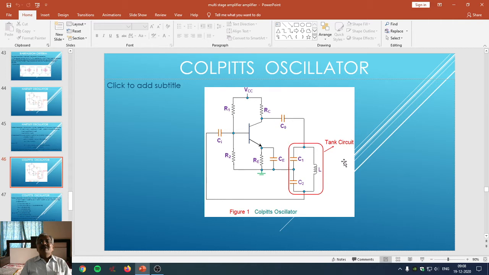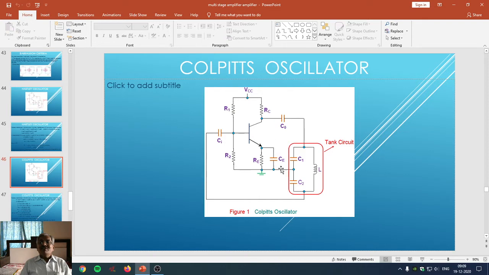Dear students, let us see how it works. When VCC is applied, naturally the BJT will be biased in the active region and it starts acting as an amplifier. A small change in base current produces a large change in collector current, and this collector current passes to the LC tank circuit. As a result, capacitors C1 and C2 will start charging.